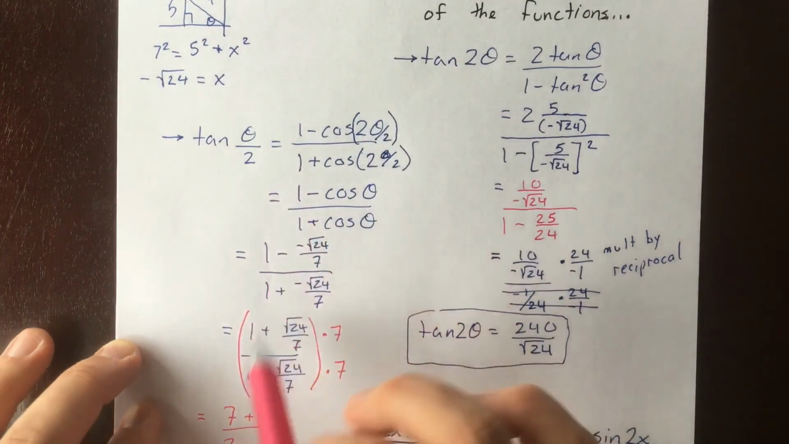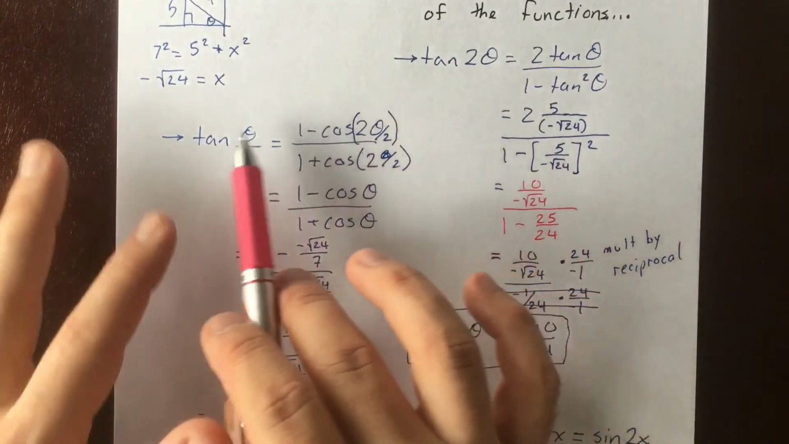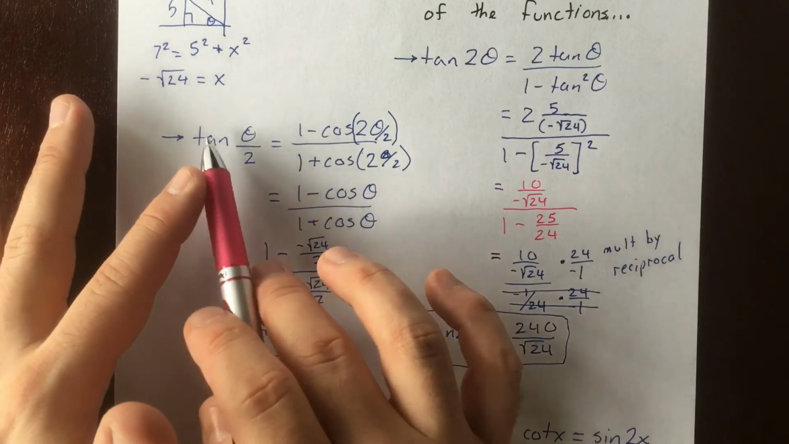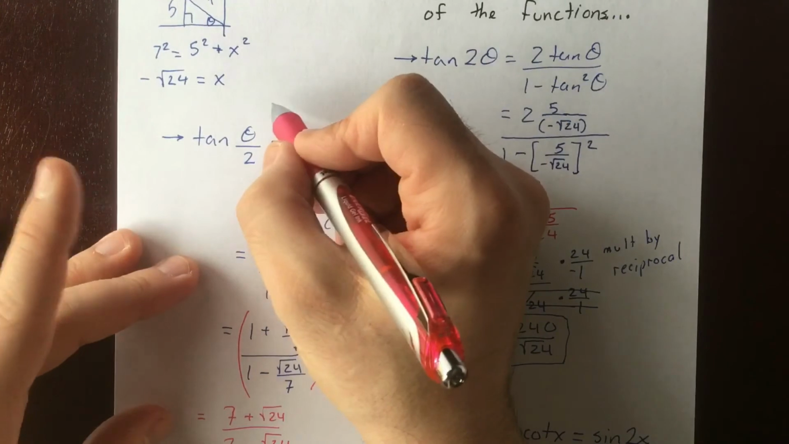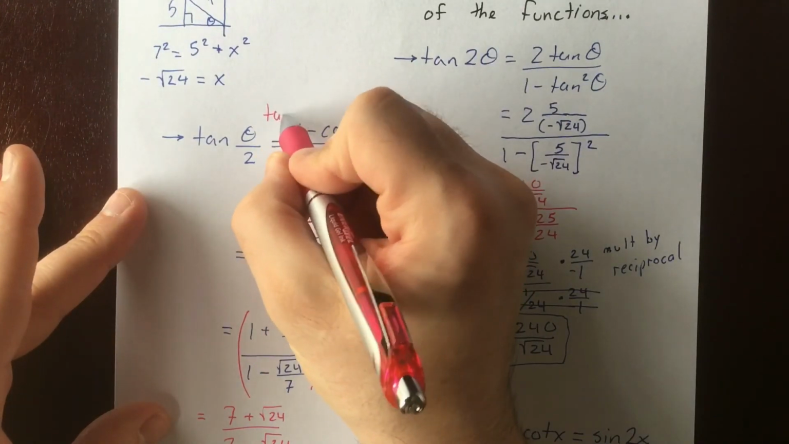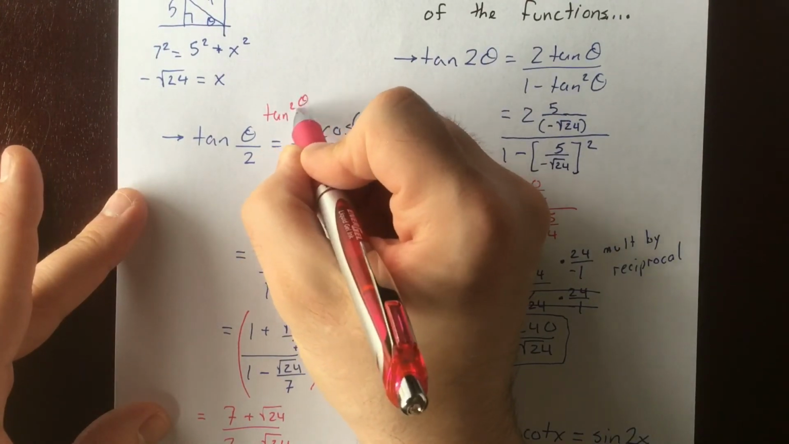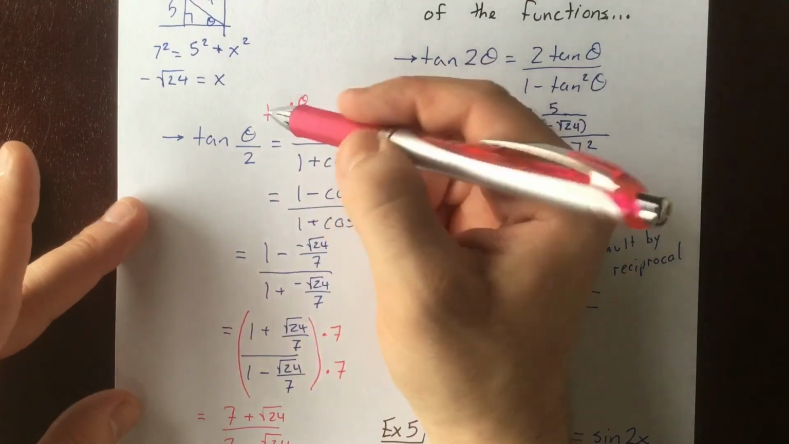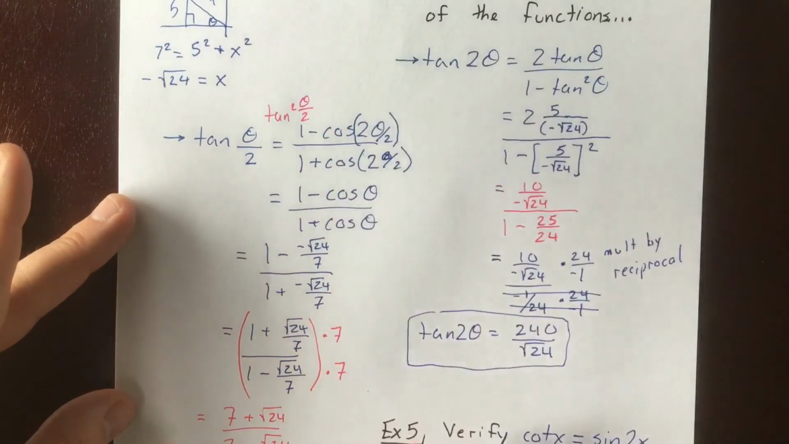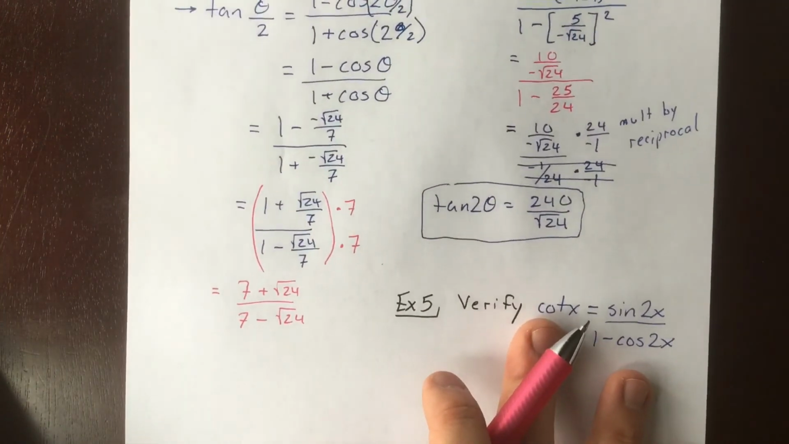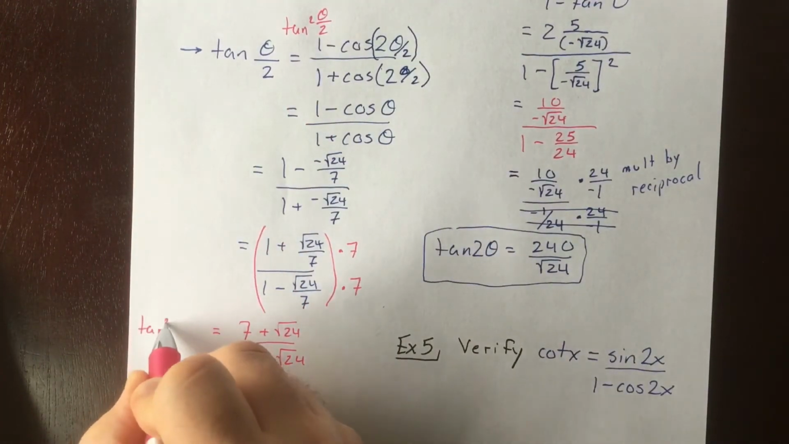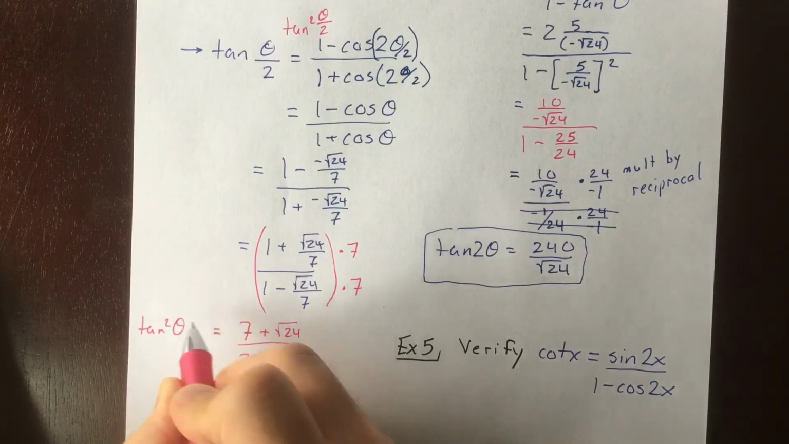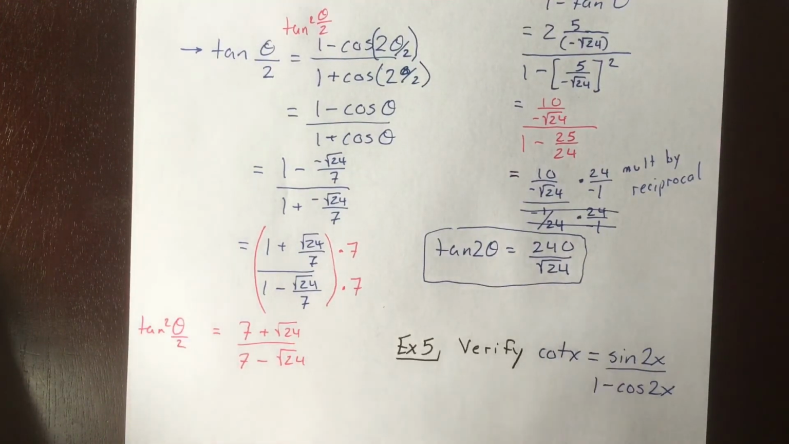Oh, guys, how did I forget this? Tangent, weren't all of our identities tangent squared and sine squared and cosine squared? So yes, they were. So I should have had tangent squared here. Oh, how could I forget that? My goodness. So at the end, how that affects it is, this is still tangent squared of theta over 2. So we get the square root.